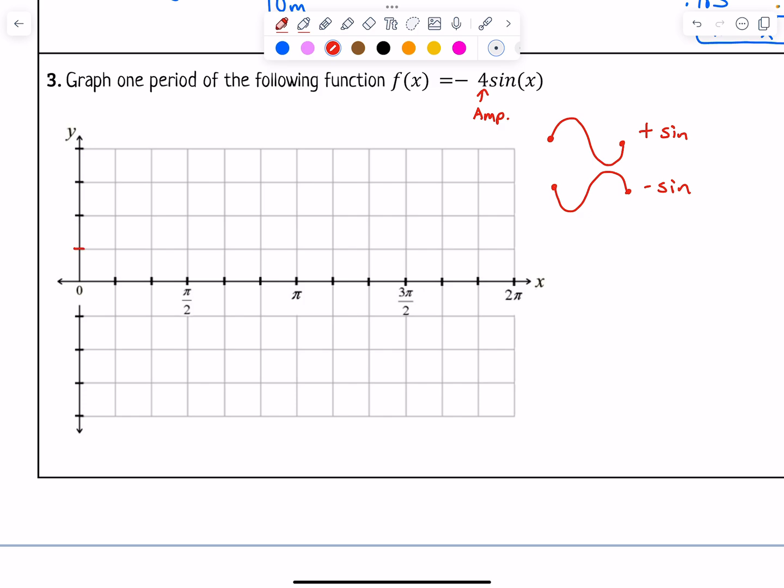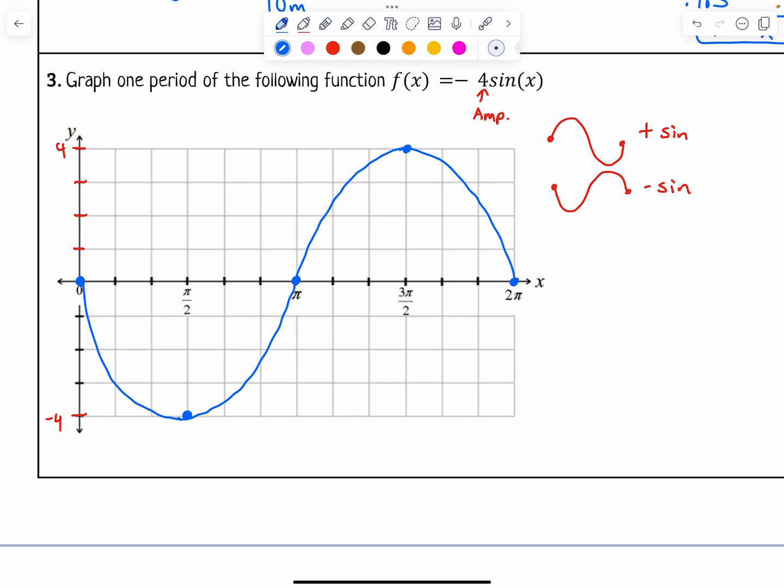And then I got 1, 2, 3, 4 for my amplitude. So I'm going to put 4 and -4. And then I'm going to plot 5 key points. So it starts at 0, because sine always starts at 0. But then instead of going up 4, I'm going to go down 4 for the next key point. I'm going to come back to 0. I'm going to go up 4 and then back to 0 again. And then I just need to sketch my graph. So that is how you can figure it out by hand.